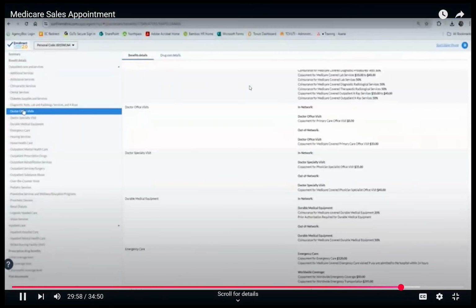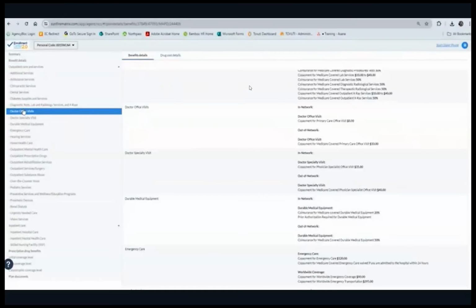Emergency care. In the event that you go to the emergency room and they kick you out, so you're in and you're out, you owe a maximum out-of-pocket copay of $120. If, let's say, you go to the emergency room and they decide to admit you, that $120 copay is going to be waived. And now you're responsible to pay the inpatient hospitalization copay for those services.